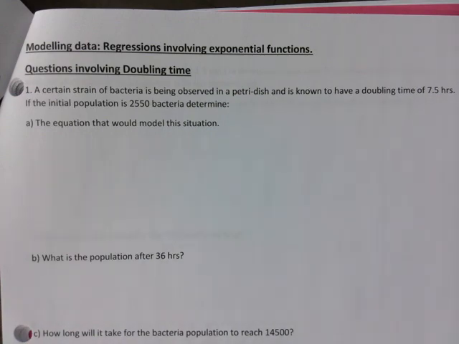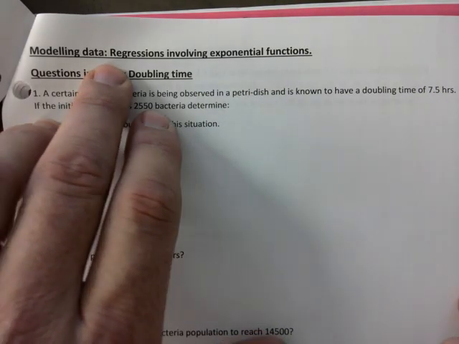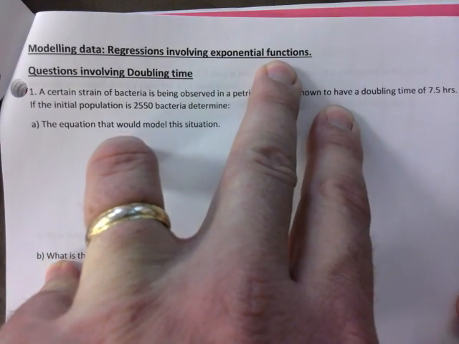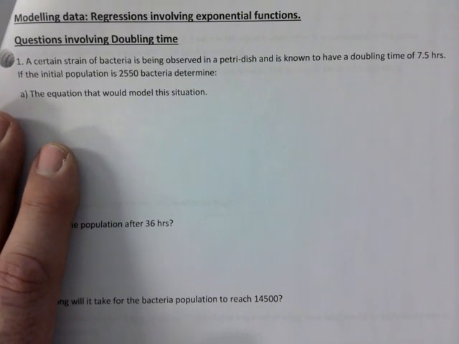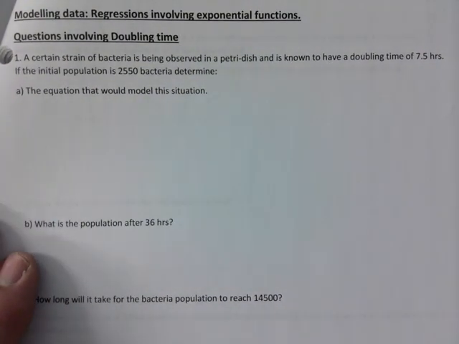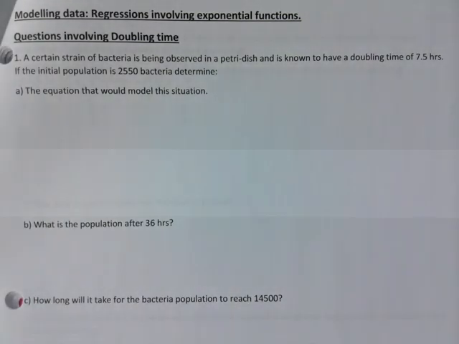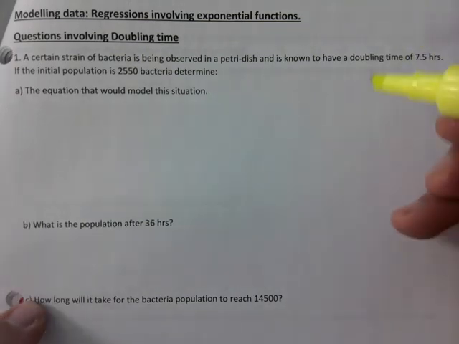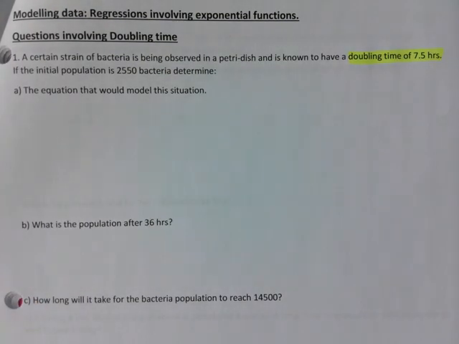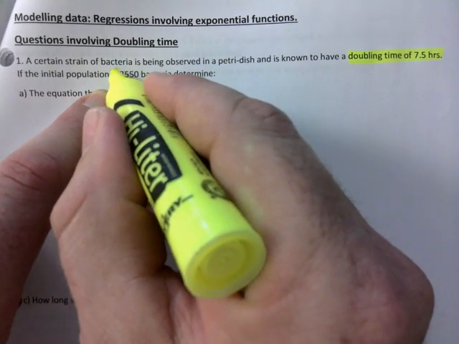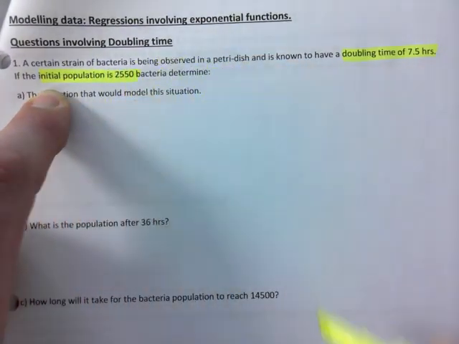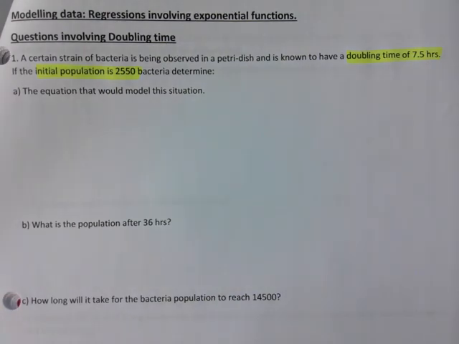All right, so modeling data: regressions involving exponential functions. Follow along, okay? Page 21. Questions involving doubling time. A certain strain of bacteria is being observed in a petri dish and is known to have a doubling time, very important for us, of 7.5 hours. If the initial population of bacteria is 2550, determine the equation that would model this situation.